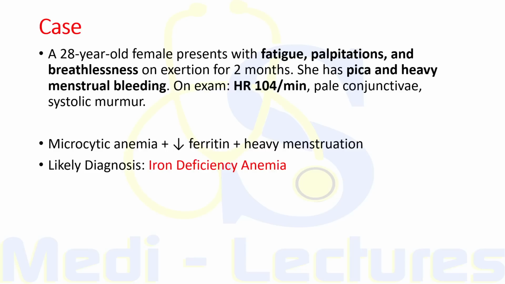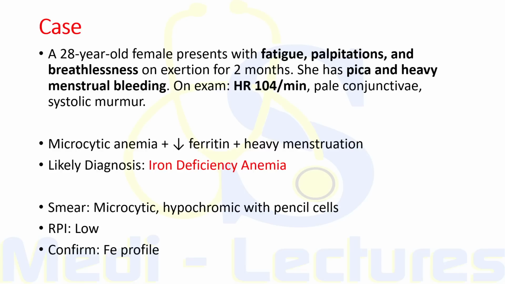But to confirm, we will see the smear of the patient. It will show microcytic hypochromic anemia with pencil cells. RPI will be low in this case. For confirmation, we will have to go for iron profile, which will show decreased ferritin, decreased iron, and increased total iron binding capacity. We will straight away start the patient on parenteral iron therapy. So with this, we have completed our discussion.